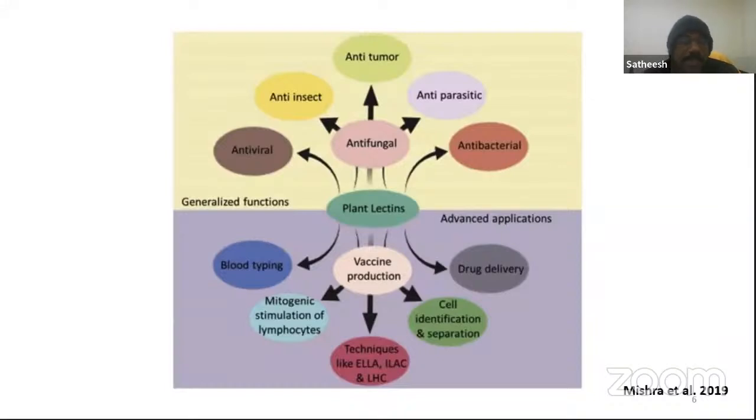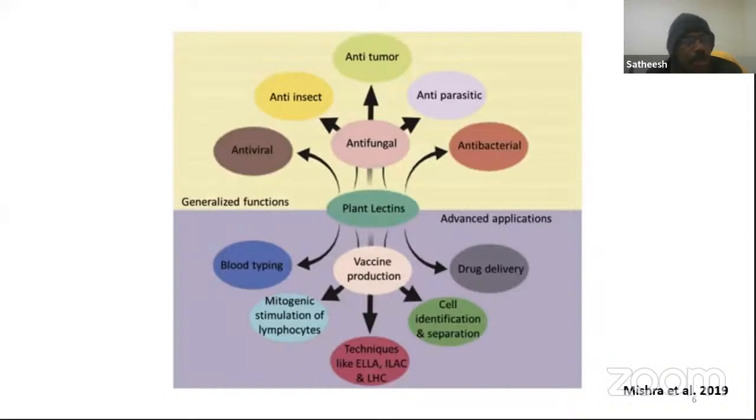If you have anti-insect properly, it can inhibit the multiplication and activity of the insects. There are anti-tumor activities too; many lectins have been reported to have anti-tumor activities. The lectin can go and interact with those. So there are many tumors which are characterized by the presence of certain sugar moieties on them.